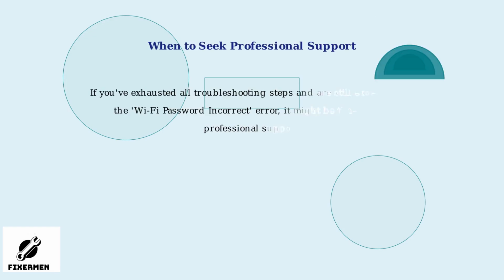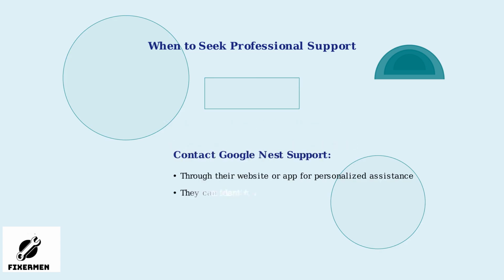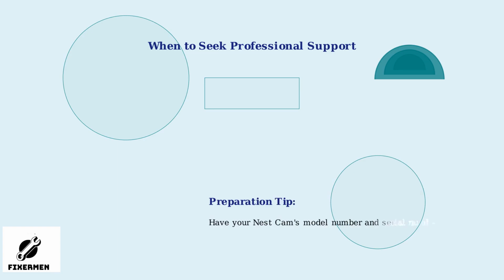If you've exhausted all troubleshooting steps and are still experiencing the Wi-Fi password incorrect error, it might be time to seek professional support. Users with a Nest Aware subscription can access premium support, including live chat. Contact Google Nest support directly through their website or app. They can provide personalized assistance and may identify hardware issues that require repair or replacement. Remember to have your Nest Cam's model number and serial number handy when contacting support.